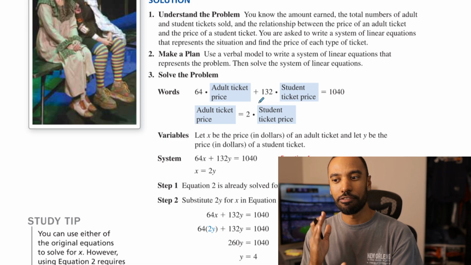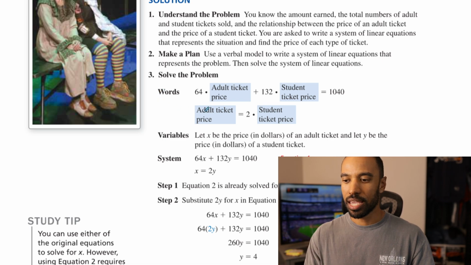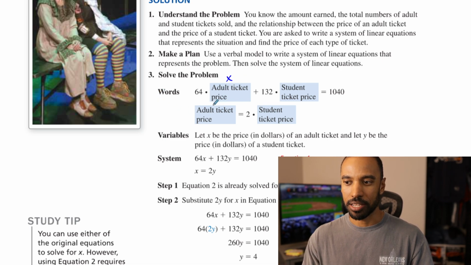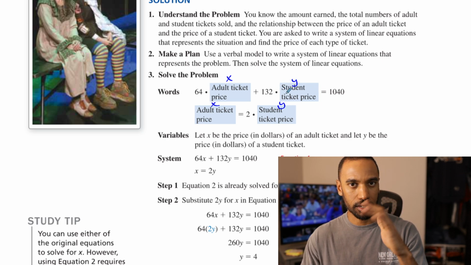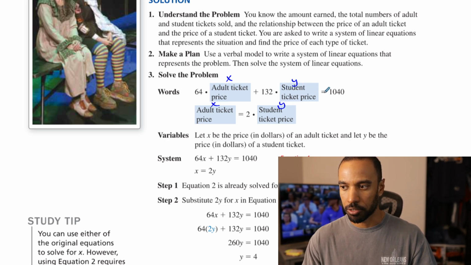But when you do that, define your variables. So looks like their adult ticket price is X, and their student ticket price is y. They have two equations. 64 adult tickets times the cost of each ticket is the amount of money from those tickets. 132 student tickets times the cost of each student ticket is total amount of student ticket dollars. And they add up to $1,040.